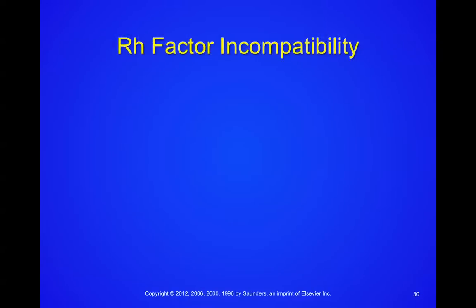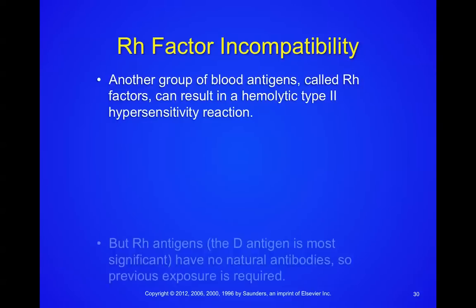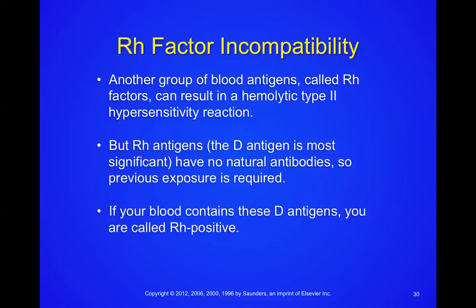Another group of blood antigens called Rh factors can cause incompatibility that results in a hemolytic type 2 hypersensitivity reaction. But because Rh antigens, of which the D antigen is the most significant, have no natural antibodies, previous exposure is required to develop immune sensitivity. If your blood contains these D antigens, you are called Rh positive.